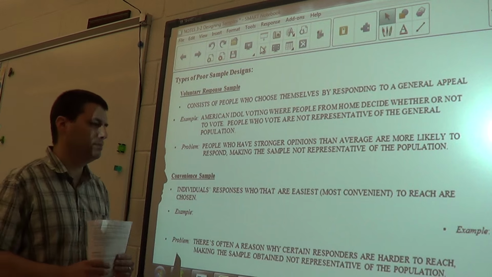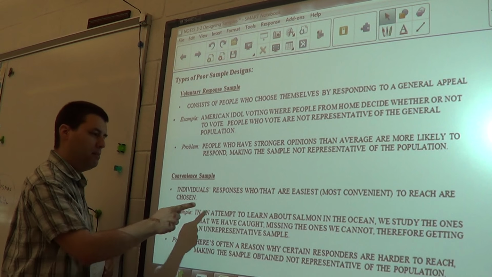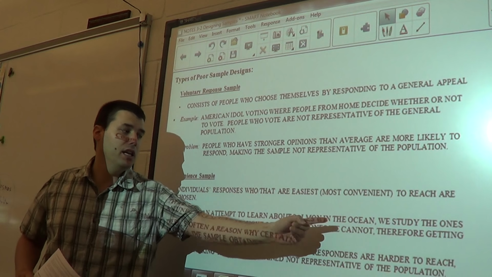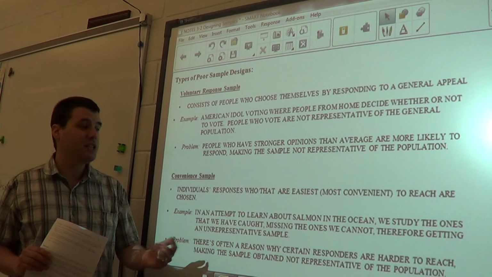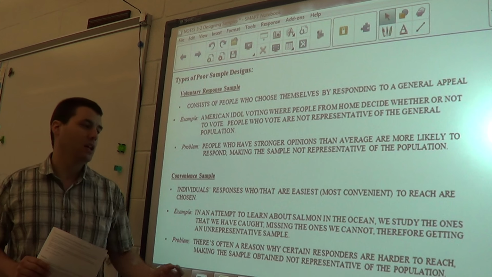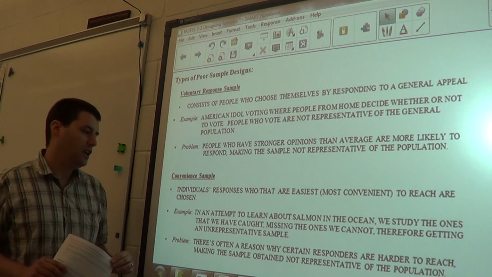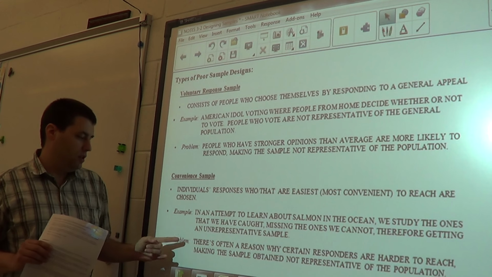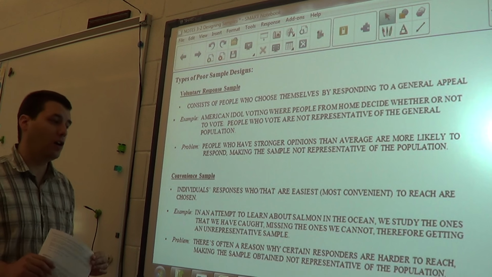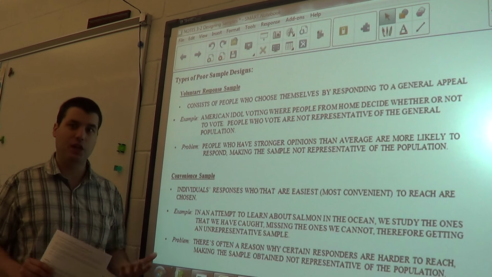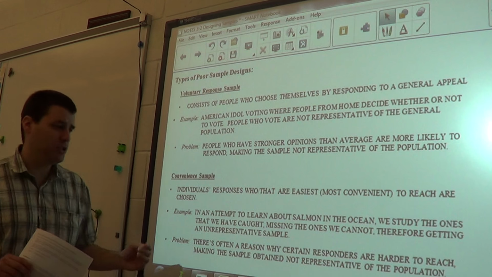So the example I bring up, in an attempt to learn about, say, salmon in the ocean, we study the ones that we have caught, missing the ones we can't catch. Therefore, getting an unrepresentative sample. And realize the problem is that there's often a reason why certain responders are harder to reach. Right? There's a reason why we're not catching those other salmon. And that makes the sample obtained not representative of the population.